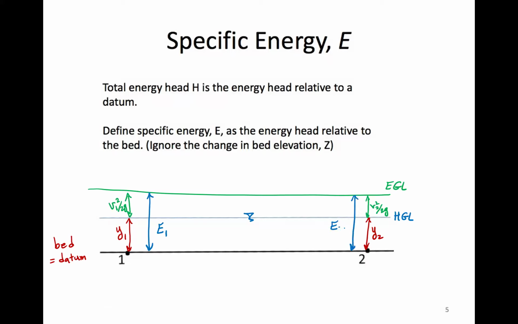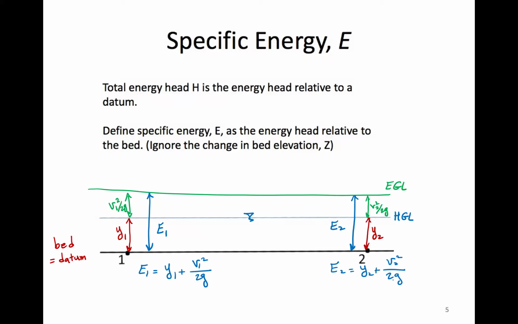How are we defining these E values, which we call specific energy? These are total heads with respect to a datum which is coincident with the channel bed. In other words, we are ignoring change in bed elevation. So as a result, E1 will be equal to Y1 plus V1 squared over 2g, and E2 will be equal to Y2 plus V2 squared over 2g. Obviously, we don't have the elevation because that's equal to the channel bed, so it's really ignored in a way, right?